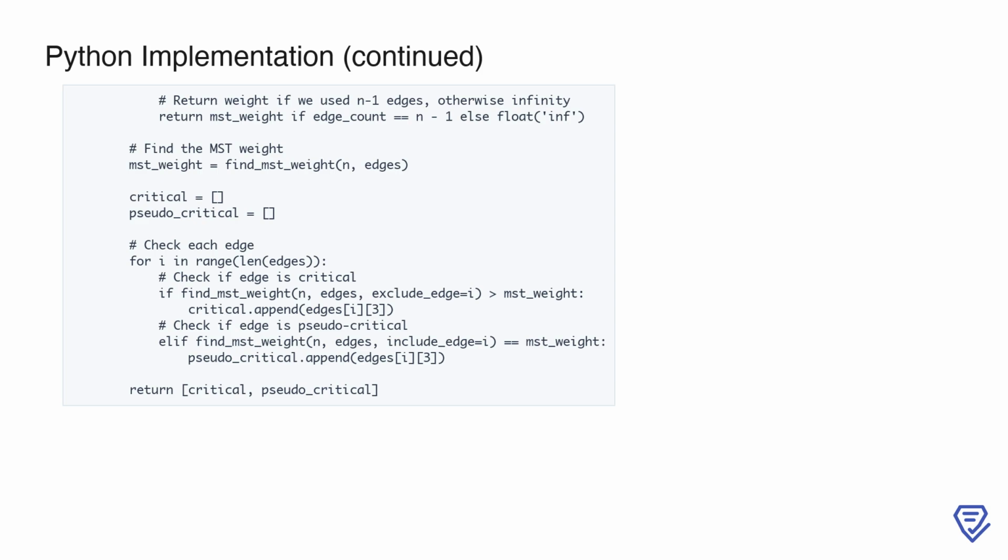Using this helper function, we first compute the weight of the MST without any restrictions. Then, we initialize two lists, critical to store the indices of critical edges and pseudo_critical to store the indices of pseudo-critical edges. For each edge, we check if excluding it increases the MST weight, which would indicate that the edge is critical since its removal prevents forming the original MST. Conversely, if including the edge results in the same MST weight, the edge is pseudo-critical because it can be part of at least one valid MST. Finally, we return these two lists as the output, representing critical and pseudo-critical edges respectively.